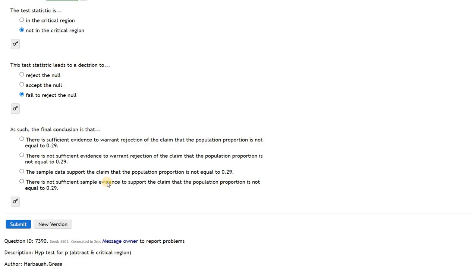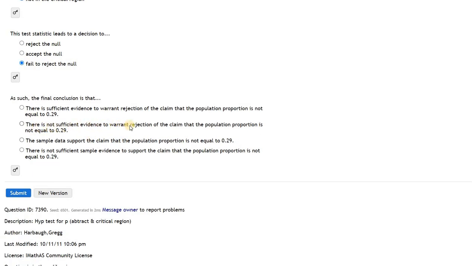The first conclusion: there is sufficient evidence to warrant the rejection. There are two mistakes here. First of all, we don't have sufficient evidence. Second of all, we do not use the language of warranting the rejection of the claim. We never reject or accept the claim. We only reject the null hypothesis or fail to reject the null hypothesis. That is the language that you should focus on. There isn't such a language that deals with the rejection or the acceptance of the claim. Again, we do not reject the claim or accept the claim. So the second conclusion is not accurate.